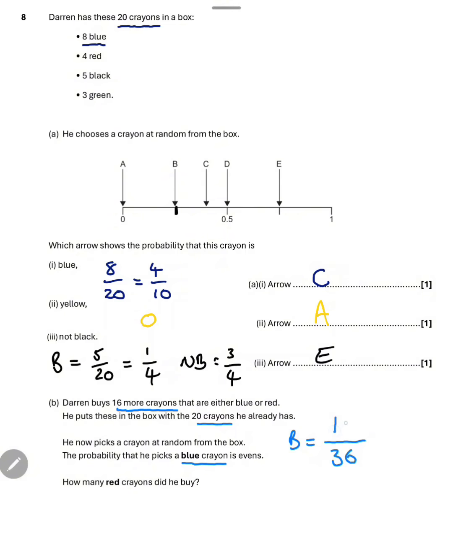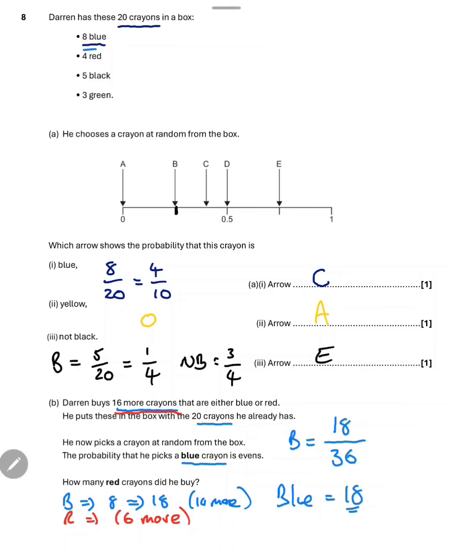Half of 36 is 18. So we know that the probability is now evens because 18 is a half of 36. This here is the same as a half. That must mean there are 18 blue crayons. If we keep looking at blue crayons, blue went from 8 to 18. And that means there are 10 more blue crayons that he put in. What that means, if he put 16 crayons in total, then for red, well, he put 10 more blue in. There must be 6 more red.